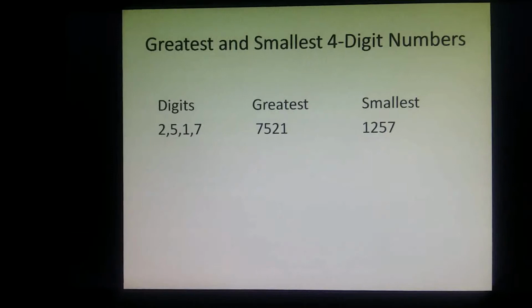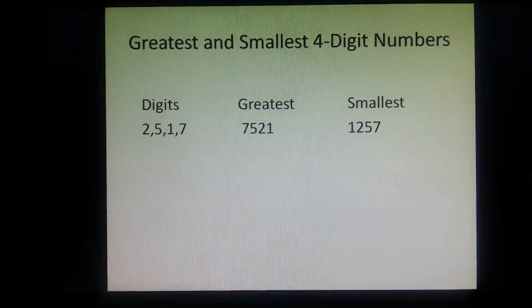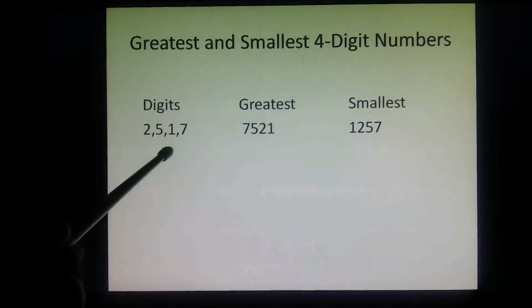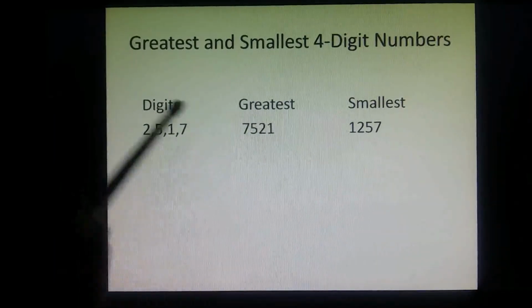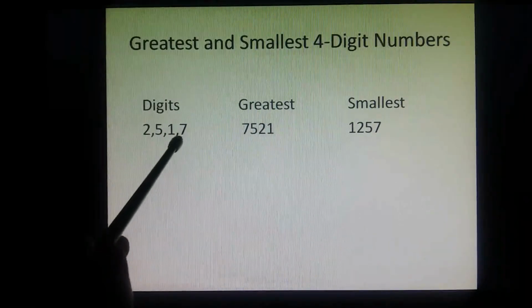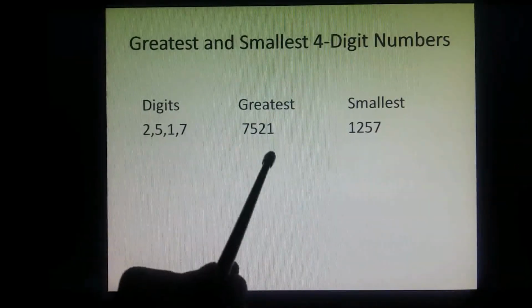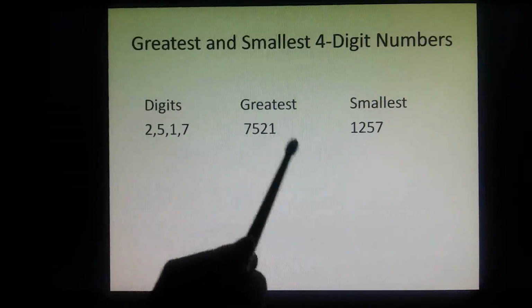Now let's make the greatest and the smallest 4-digit numbers by using the digits. So the digits are 2, 5, 1 and 7. So we need to first make the greatest number. The greatest digit is 7, so 7 will come first. Then it's 5, then 2 and then 1. So the greatest number is 7521.